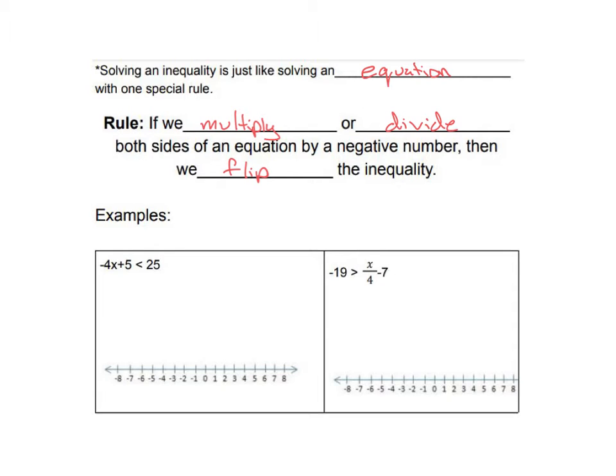So just as you saw yesterday, when we solve an inequality, it is just like solving an equation with one special rule. That rule is if we multiply or divide both sides of that inequality by a negative number, then we flip the inequality. So that's going to be important when we look at these examples.